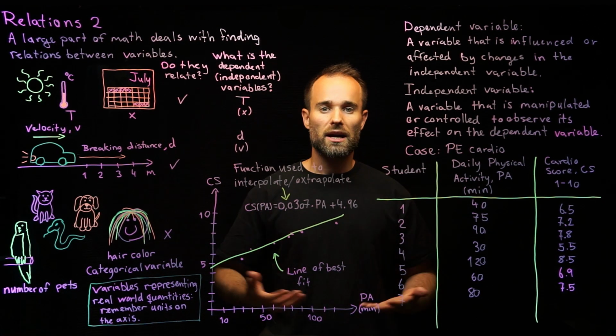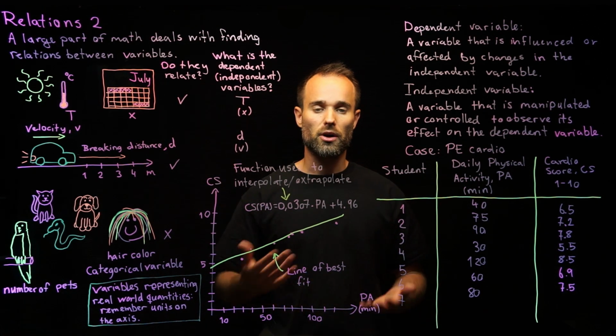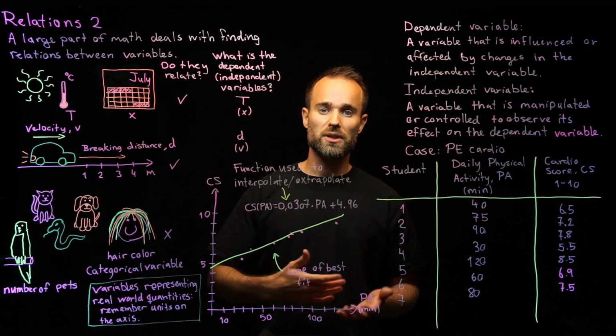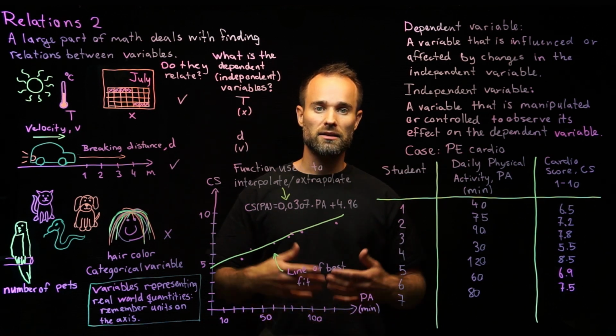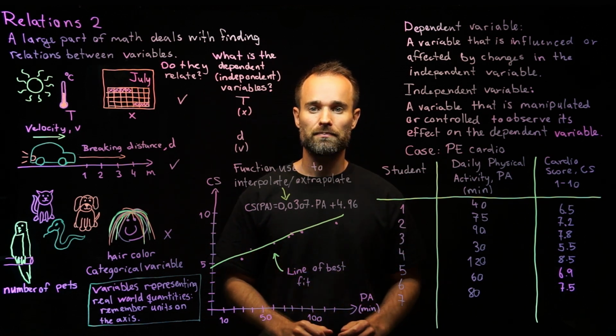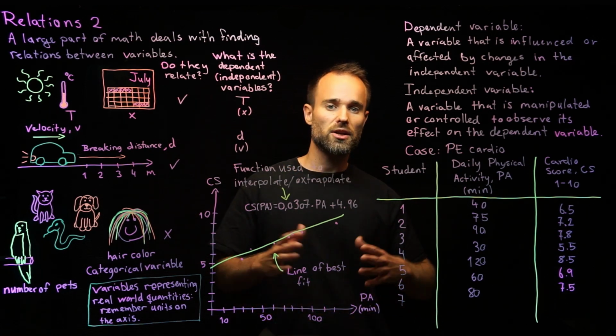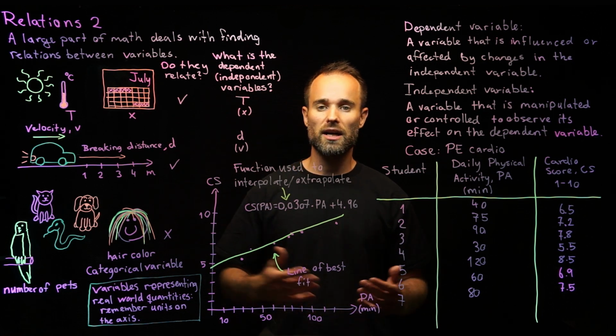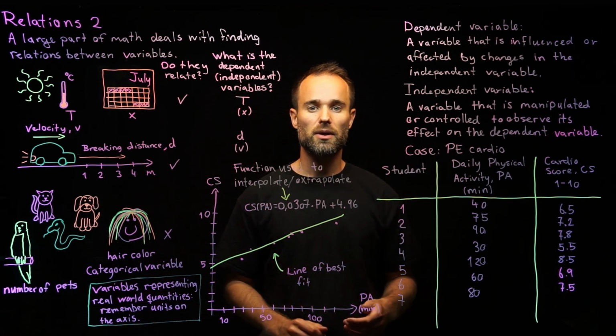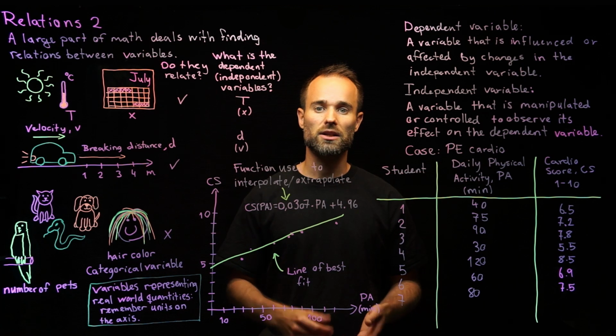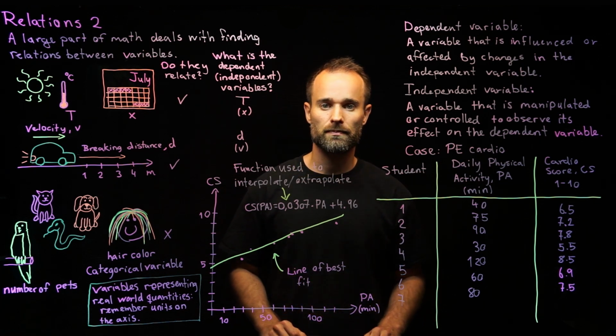However, we should be careful about which conclusions we draw from this. There's much to be said about the quality of the data and the model we've derived from it. This is more on the topic of statistics, actually. But it's not too far a stretch to say that the data suggests a linear relationship between the daily physical activity and cardio score among the students.